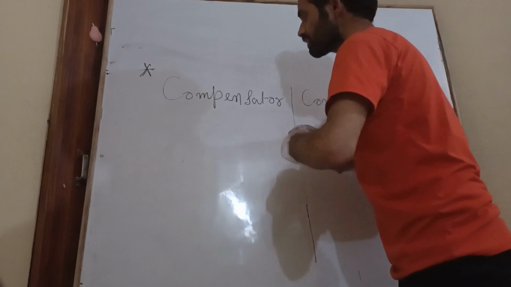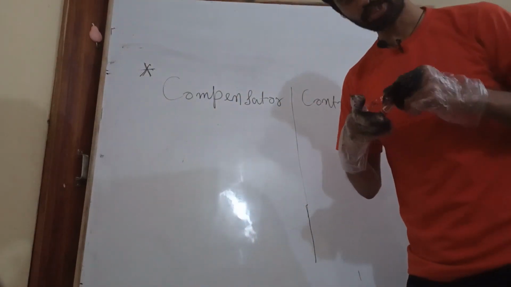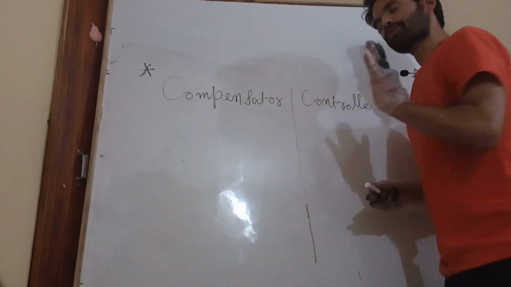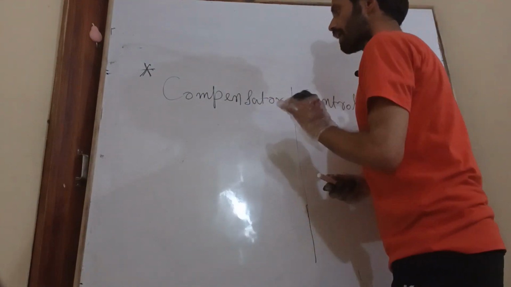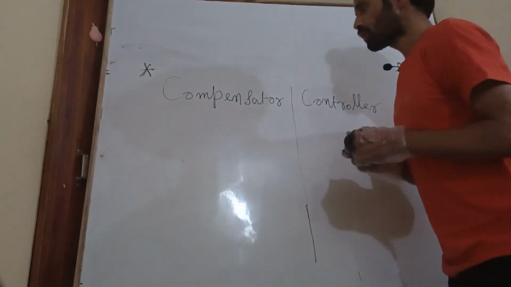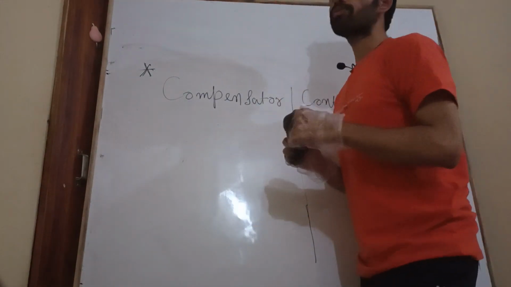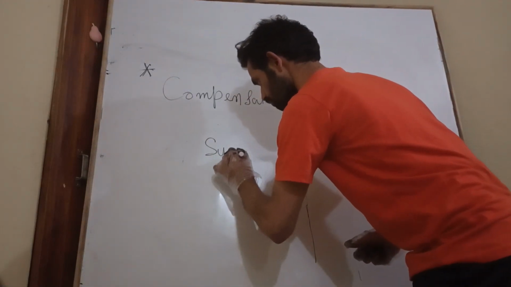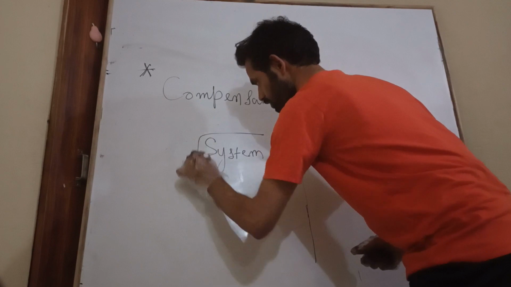Within the control system, what is the main purpose of the compensator and the controller? As we know very well, if we have some system, I have a system. So this is my system.